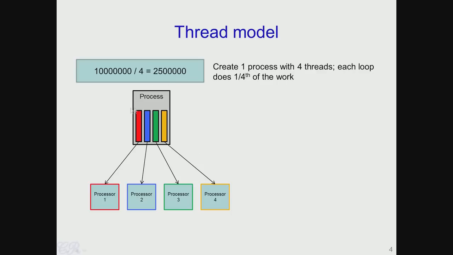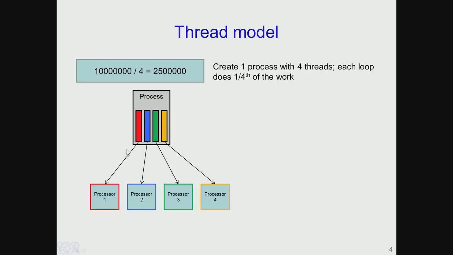So, pictorially this is what it is going to look like. We have one process. This one process would mean that it has one set of instructions, global data, heap and other segments, and within this process we have 4 executing contexts. These 4 executing contexts are the 4 threads, and they execute within the particular process, and each of these threads is typically executed in a different processor.